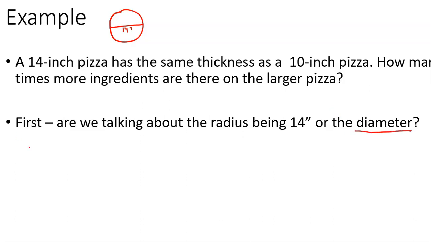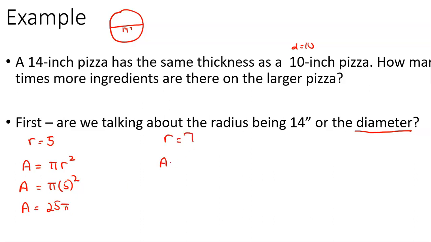Okay, so let's find the area of each pizza. Let's do first the one with a radius of 5, right? Because the 10-inch pizza, if the diameter is 10, then the radius is 5. The area of a circle is pi r squared, or in this case, pizza pi r squared. So my area is going to be 5 squared times pi, so 25 pi.